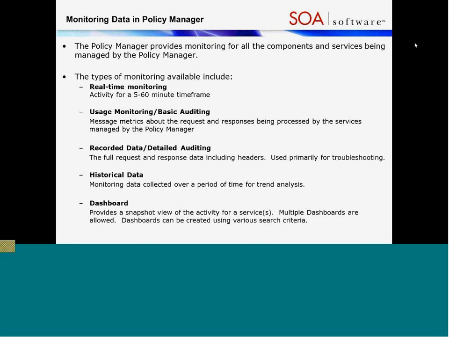So the historical data is the monitoring data that's collected over a period of time. You can look at the data over the period of a month and see if there are any trends as far as usage or response time, and be able to keep on top of the amount of traffic that's processed by the network director.